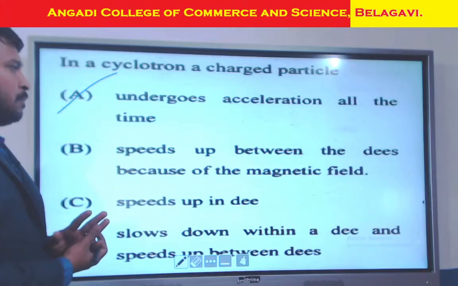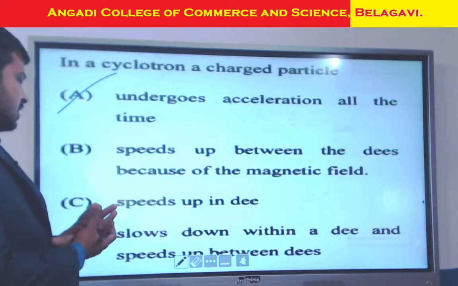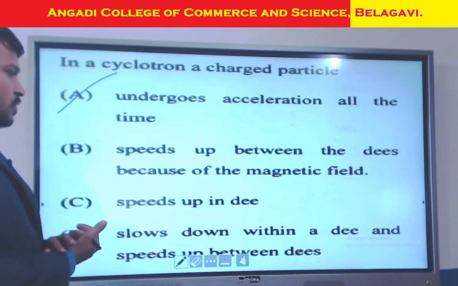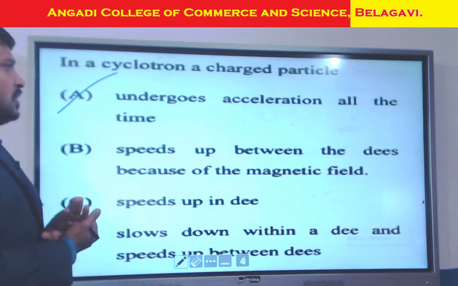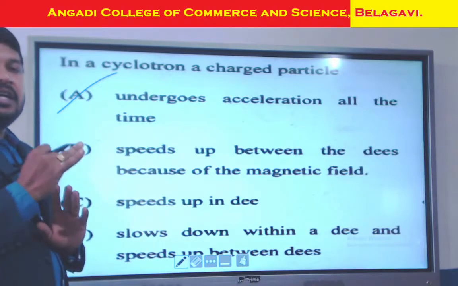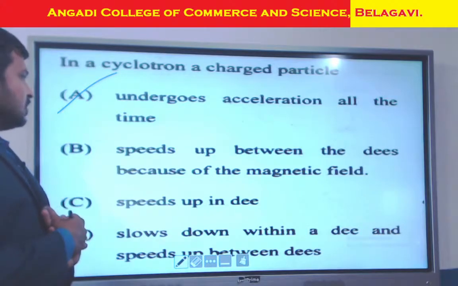Another option: speeds up between the D's because of the magnetic field. The next: speeds up in the D's, then slows down within the D's. Now, what is the exact answer? Undergoes acceleration all the time. The charged particle when placed inside the D's accelerates. That is the answer: undergoes acceleration all the time.